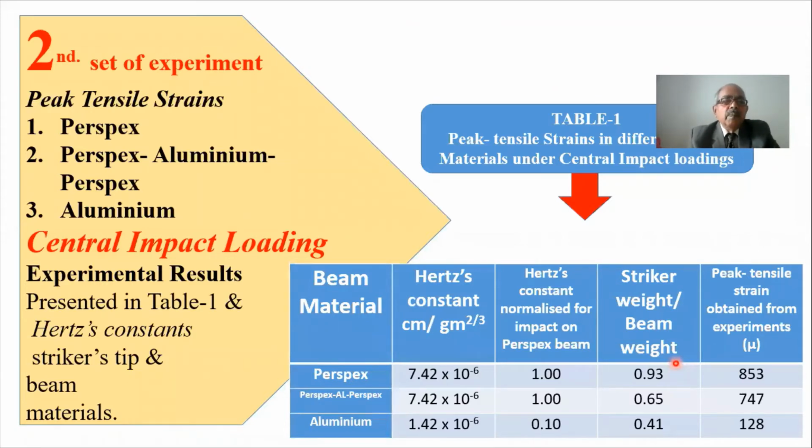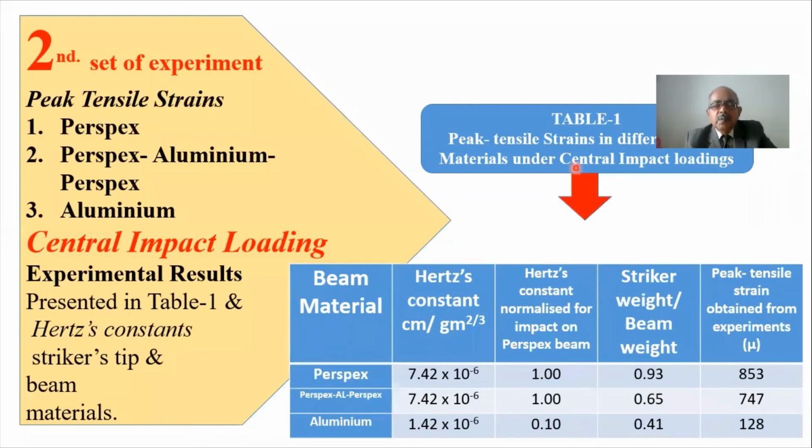The second set of experiments is with the material of the beam: perspex, and perspex-aluminum-perspex. Perspex is PMMA, and aluminum. We get the results, which are plotted along with the Hertz constant with the striker tip and the beam material.